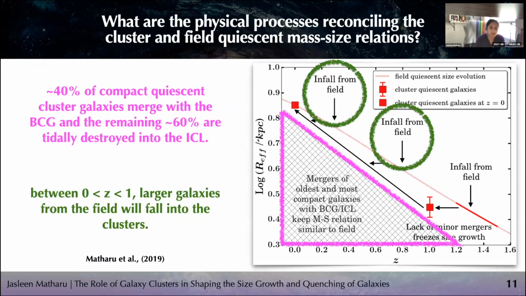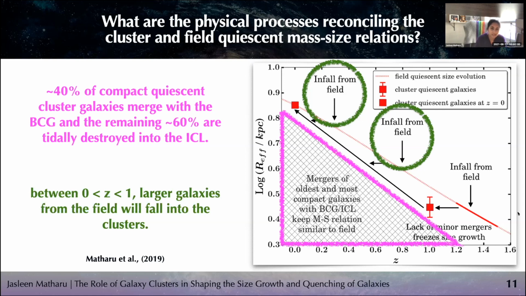And we actually showed in my first paper that this can be achieved if you consider cluster-specific processes, where the compact galaxy population is destroyed by merging with either the BCG or being tidally destroyed into the ICL. And this is completely consistent with the observed stellar mass growth of BCGs between a redshift of 0 and 1, and the observed ICL stellar mass fraction at about a redshift of 0.